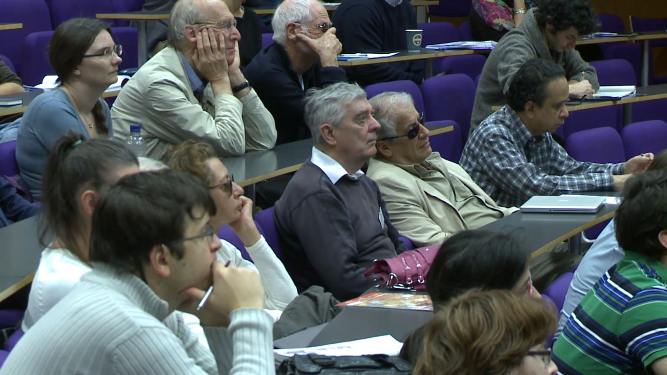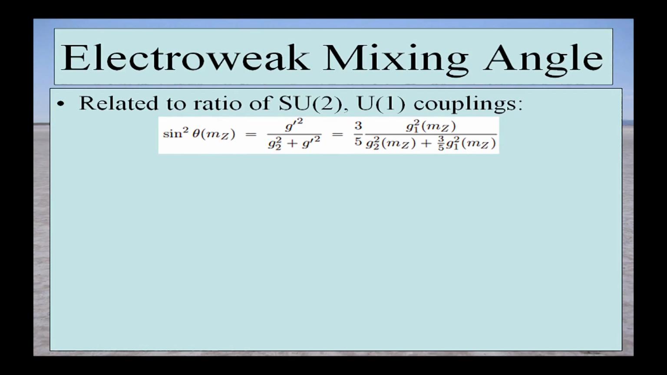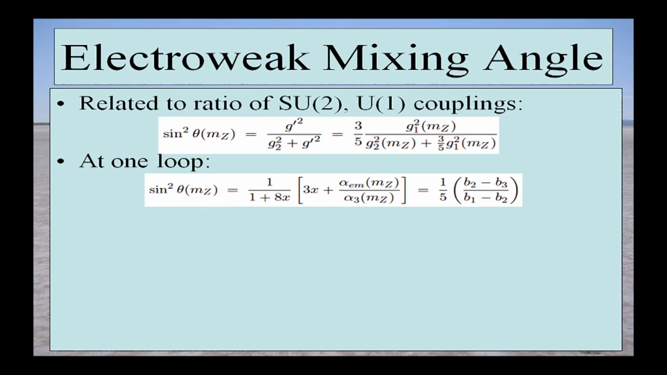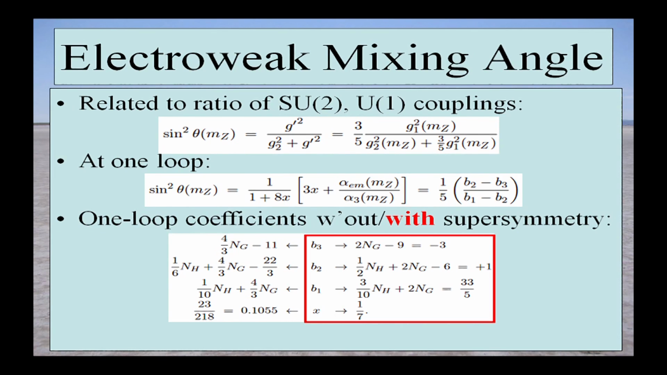So why should we believe any of this stuff? Well, if you have unification of the gauge couplings, then you have a specific prediction for the ratio of what I called yesterday G prime, the U1 coupling, and G2, the SU2 coupling. So you would get 3/5 in the limit where G1, G2, and G3 were all equal. At 1 loop, they get renormalized. So these parameters B here, these are the 1-loop renormalization coefficients. And these are those 1-loop coefficients without supersymmetry on the left and with supersymmetry on the right.